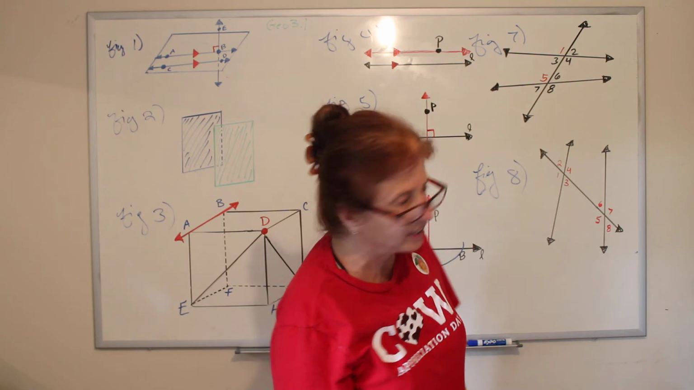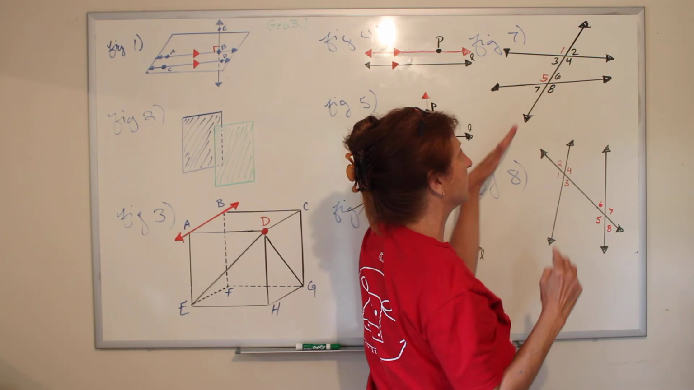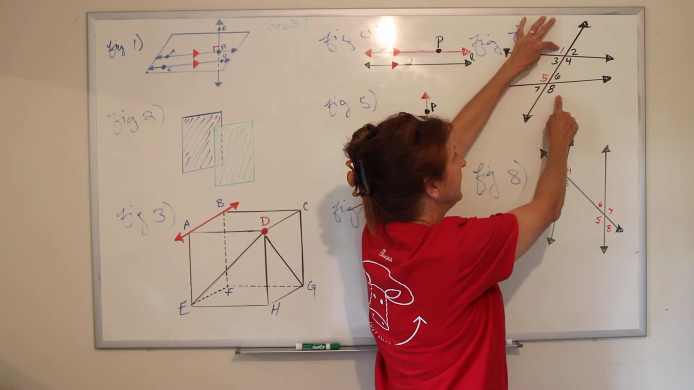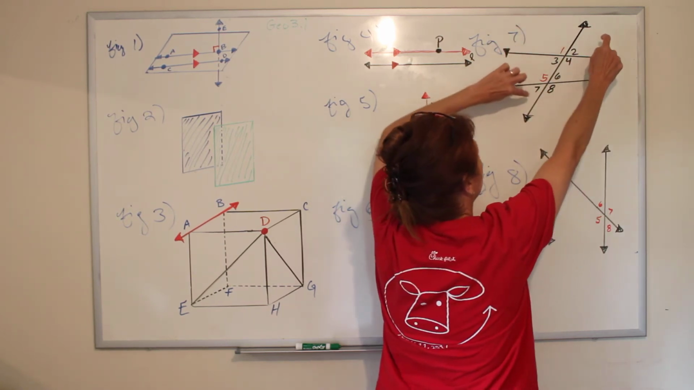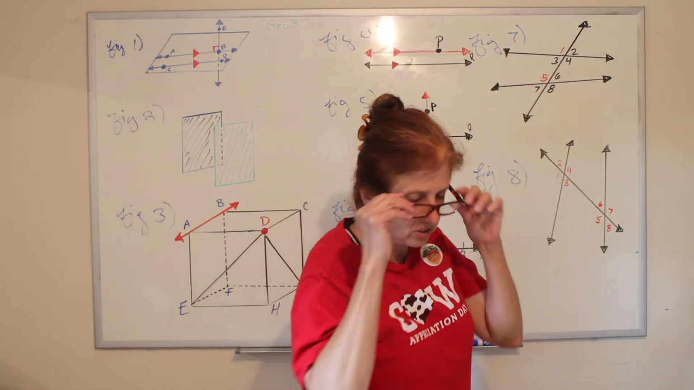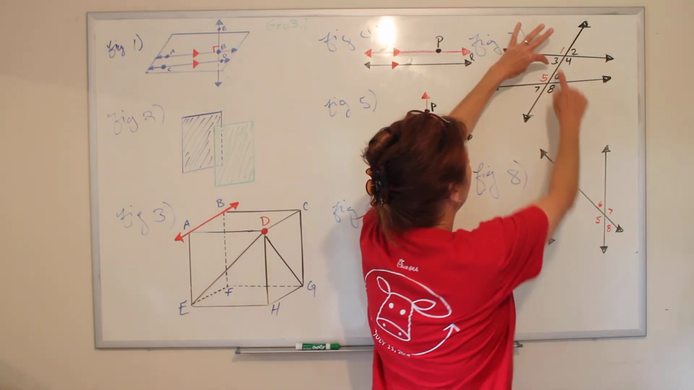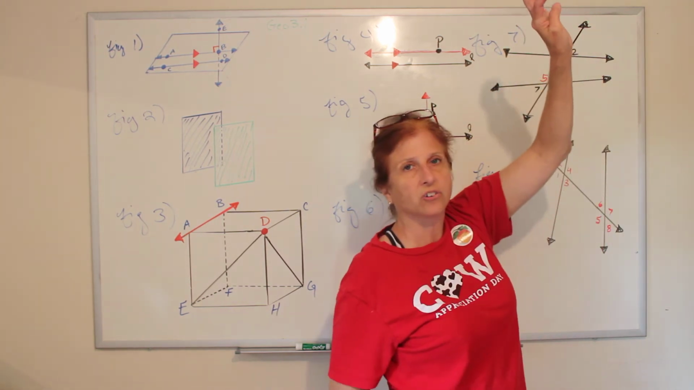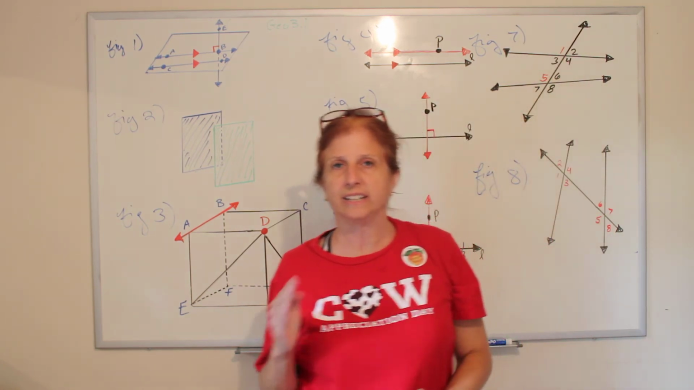Okay, alternate exterior angles are ones that are on different sides of the transversal and on the outside of the railroad tracks. So 1 and 8 are alternate exterior, see how they're outside? And 2 and 7 are alternate exterior angles. The next one is alternate interior. So this is inside our railroad tracks, and they're alternating across the transversal. So 3 and 6 are alternate interior angles, and 5 and 4 are alternate interior angles.